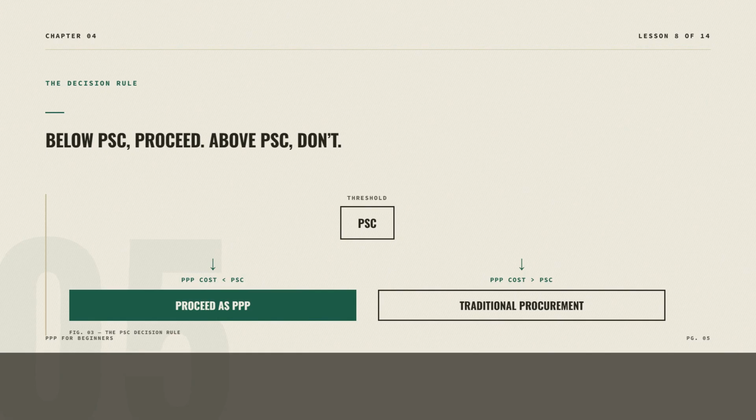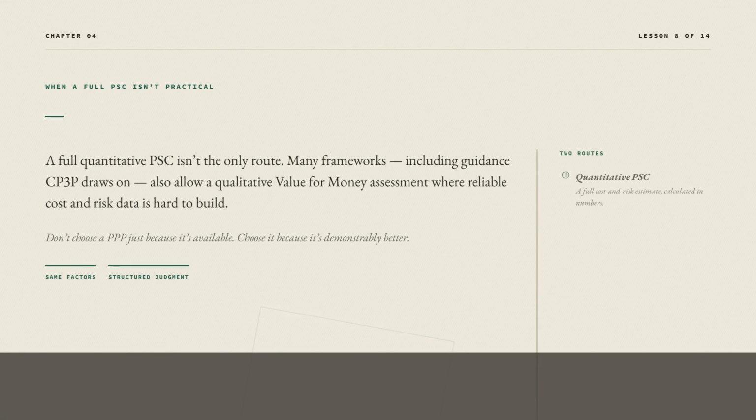Once both numbers exist on a comparable basis, the decision rule is straightforward. If the risk-adjusted PPP cost comes in below the public sector comparator, the PPP delivers value for money, proceed. If it comes in above, traditional procurement is the better option, even if the PPP still looks appealing on financing terms alone.